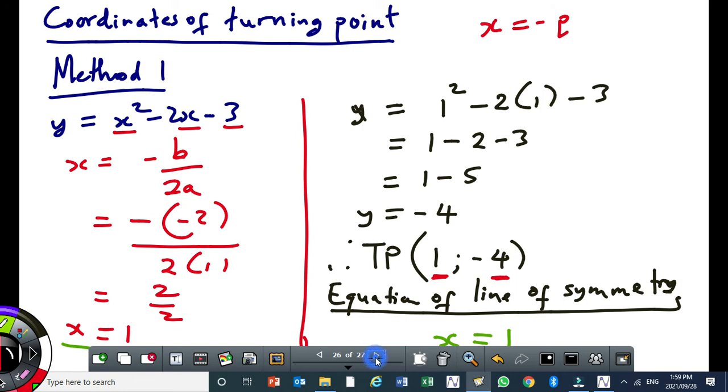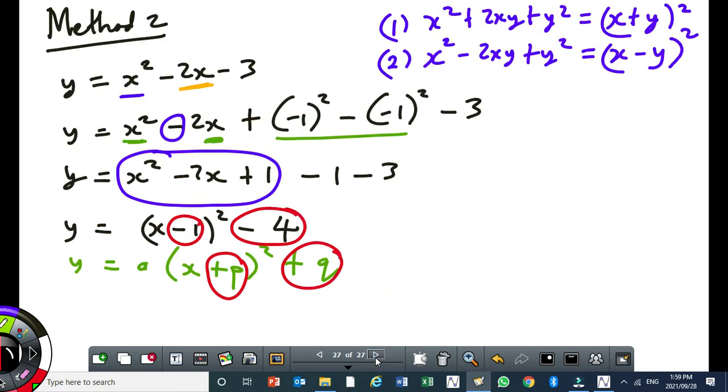Any questions? So from here, you can say our turning point is x is 1, y is negative 4. Then you are done. You can decide which way you prefer, the one which you understand better, but it is always wise to know both ways. Some questions require either of the two methods. Are you following? Okay, so now let me sketch.